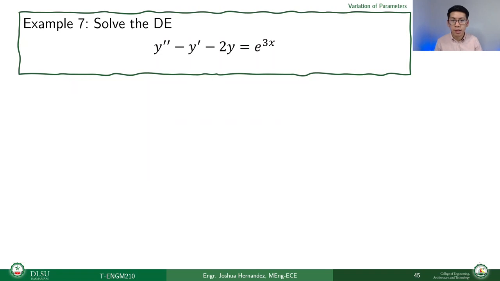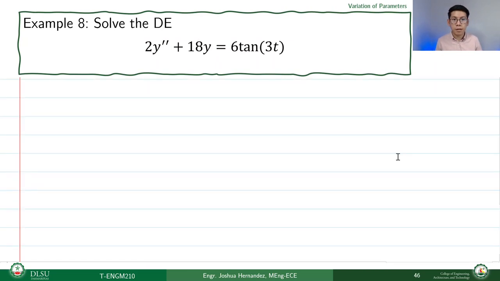So let's take a look at another example. We have 2y double prime plus 18y equals 6 tangent 3t. So how do we solve this problem? Well, basically, it's still the same. Solution.